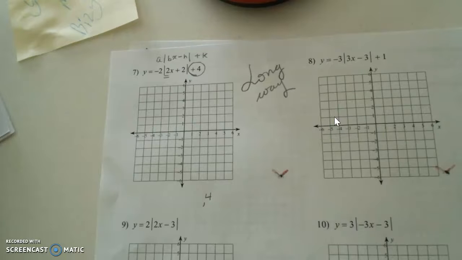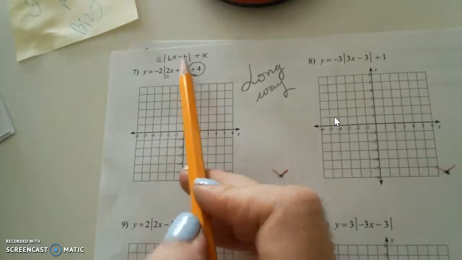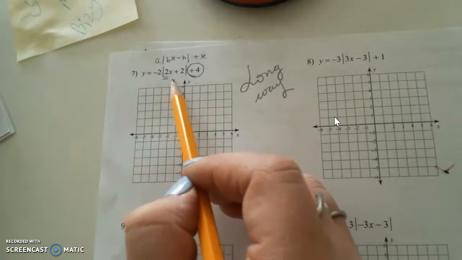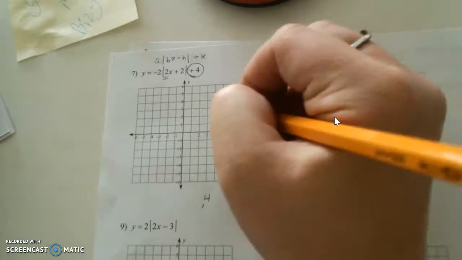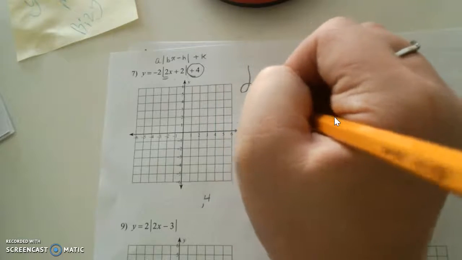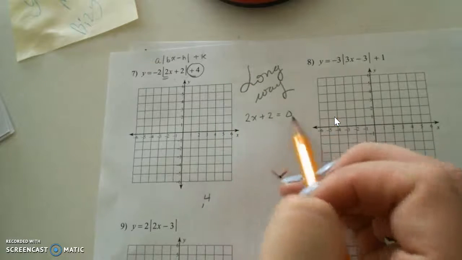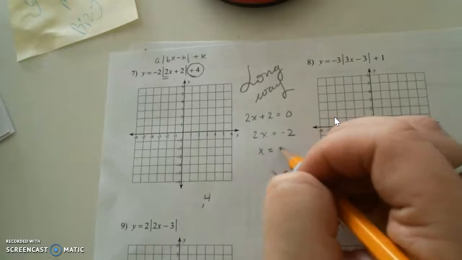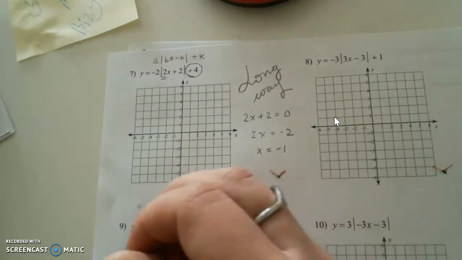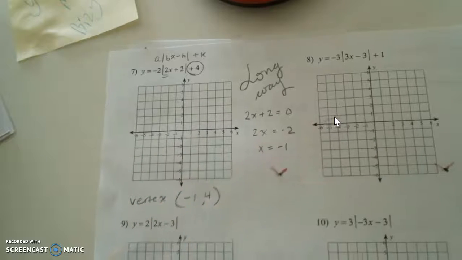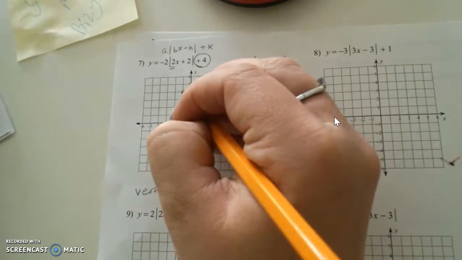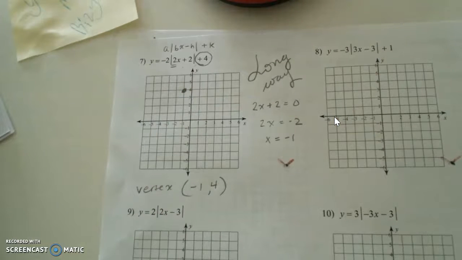Now, to find our x value, we can't just simply take the opposite of our h. We have to set everything inside of here equal to 0 and solve. So I'm going to say 2x plus 2 equals 0. I'm going to subtract the 2 and I'm going to divide by 2. X equals -1. That's my new vertex. So, -1, 4. That's my vertex. And I'm ready to graph.